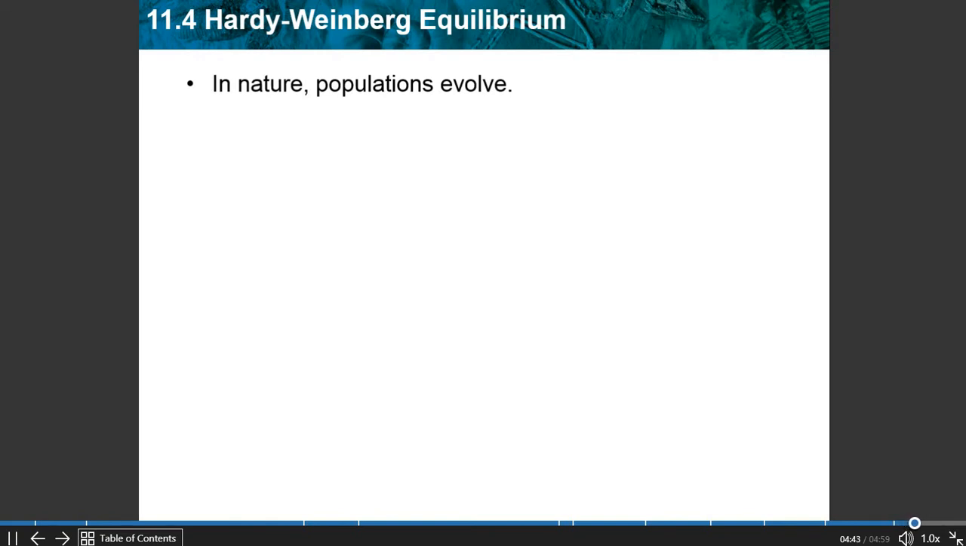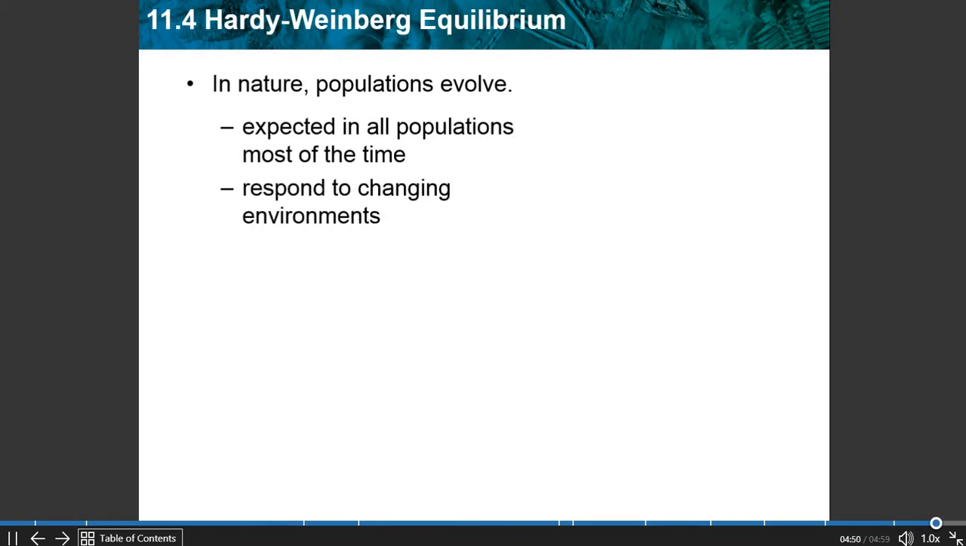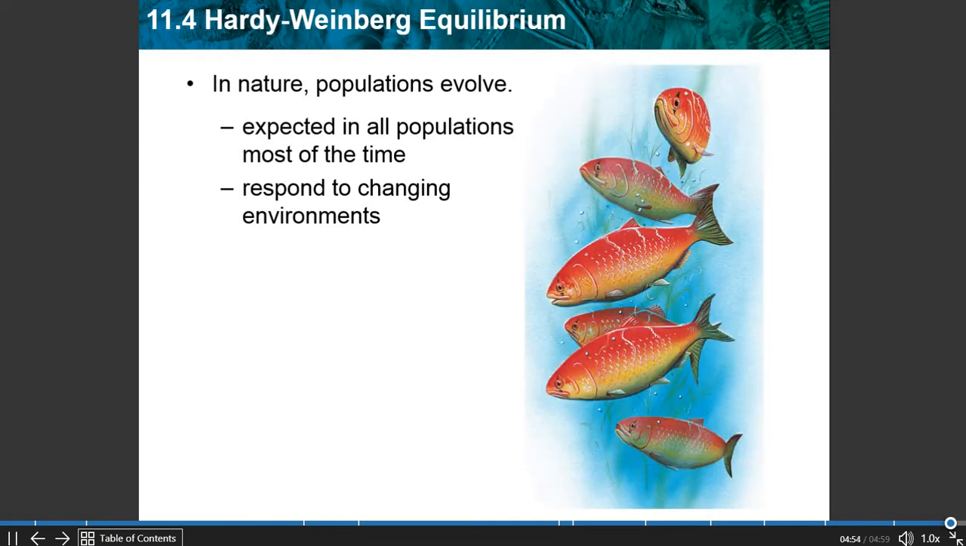So in nature, populations evolve, and it's expected in all populations most of the time, and it's going to respond to the changing environments. So that is the end of the notes of section 4.